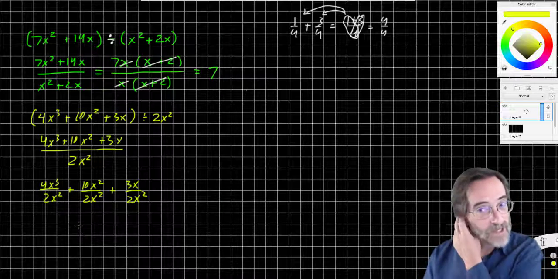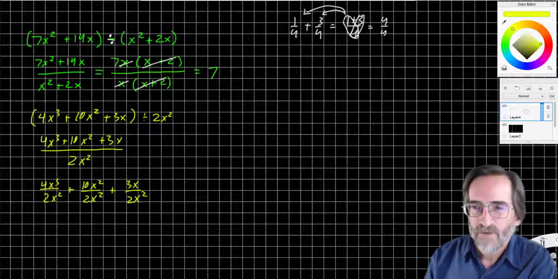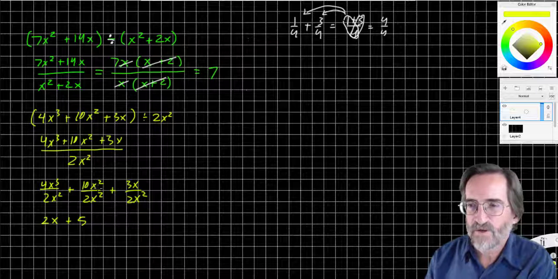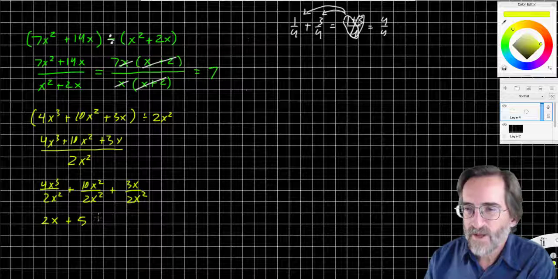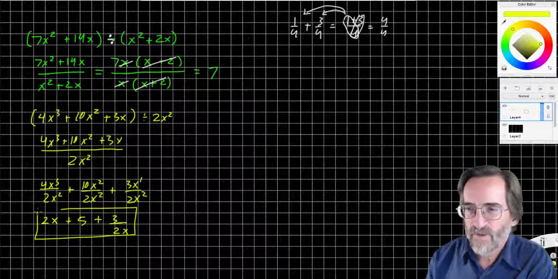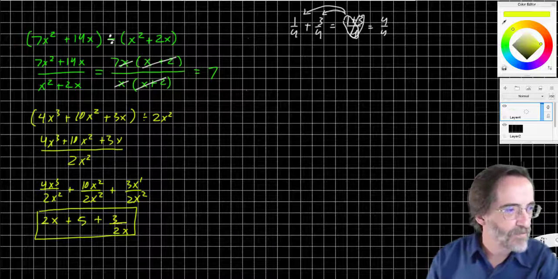And then simplify each rational expression. X to the third, so 4 divided by 2 is 2. X to the third over x to the second is x to the 3 minus 2, or x to the 1. 10 divided by 2 is 5. X squared over x squared cancels. And then 3 over 2 doesn't simplify, so I'm just going to write 3 over 2. And then x goes in the denominator because 2 is bigger than 1, and we subtract 2 minus 1. So this is the result of dividing the polynomial.